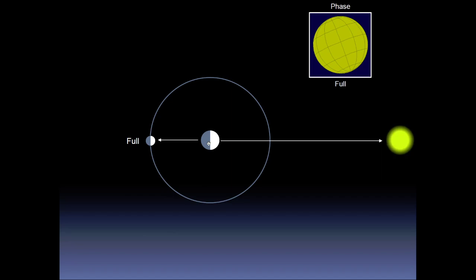So the full moon is up all night, and I'm not a fan of full moons. That's just me as an astronomer. I like to see stars, and the full moon is very, very bright. Its magnitude is something like negative 12.5.